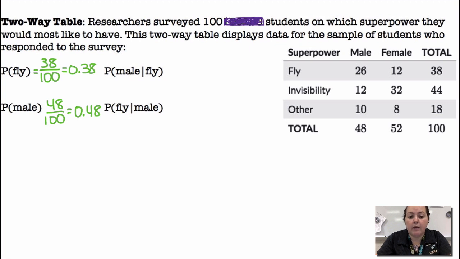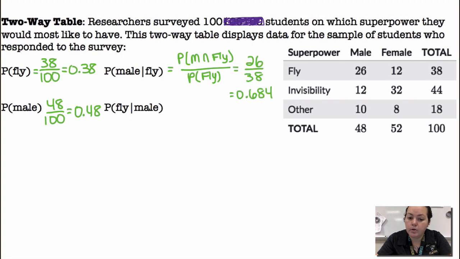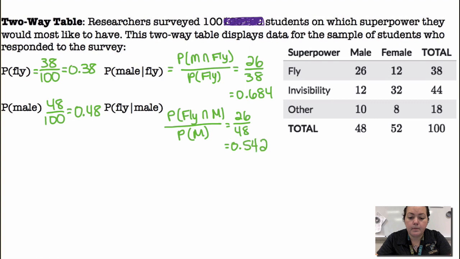What's the probability of a male given they choose flying? The probability somebody's a male given it was flying. So it's the probability of male and flying divided by the probability of flying. We had 26 males choose flying out of 38 total for flying, which works out to 0.684. Then the other one, we flipped it around. What's the probability of flying given they're a male? So this is flying and male given male. Again, there's 26 males who chose flying, but this time it's out of 48 males. The conditional piece is always in the back, and it's always going to be the bottom of your fraction. Which is 0.542.